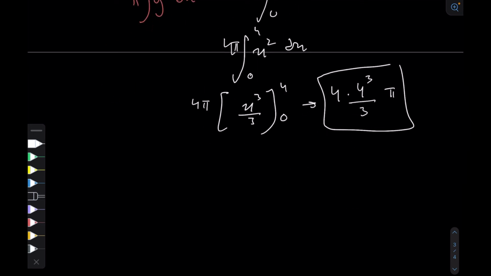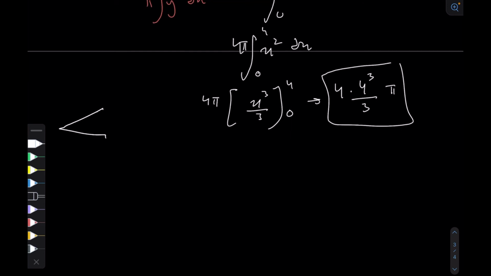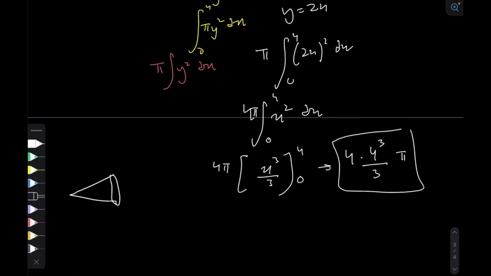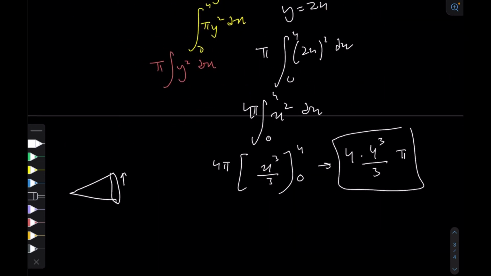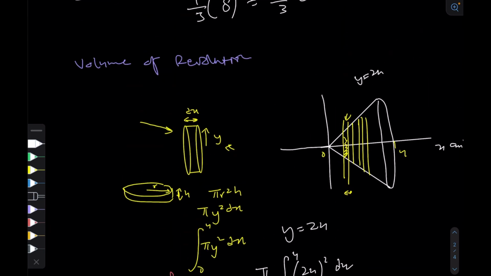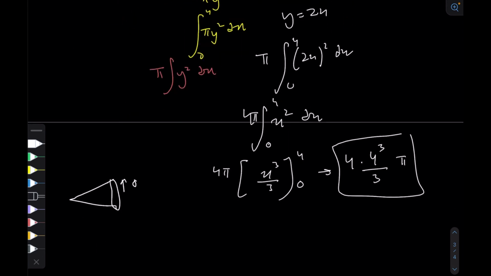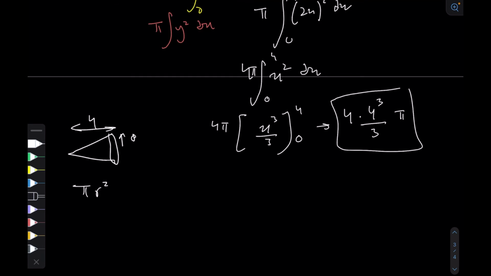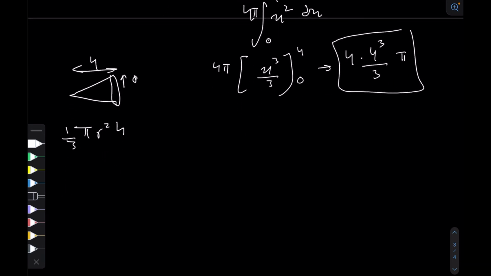And just to verify, since I took an easy figure, we know that when we rotate it, it will become a cone. A cone whose radius is 8, and whose length is 4. So we know volume of a cone would be 1 over 3 pi r squared h. 1 over 3 pi 8 squared, and h would be 4. This is 256 over 3 pi, and this is also 256 pi over 3.